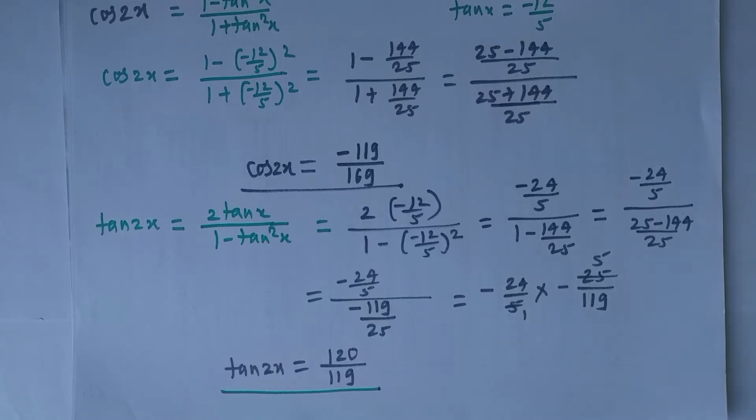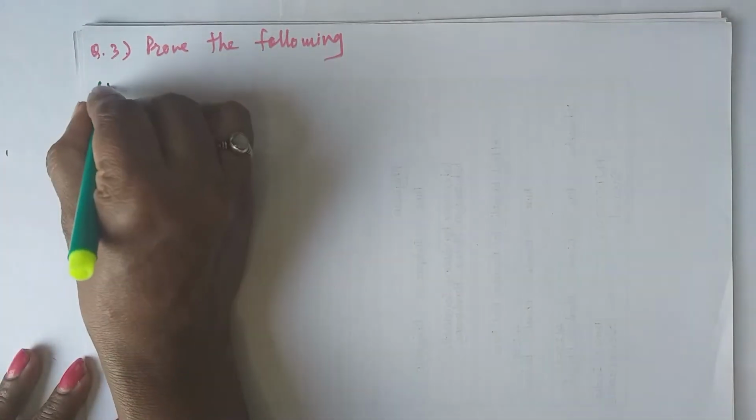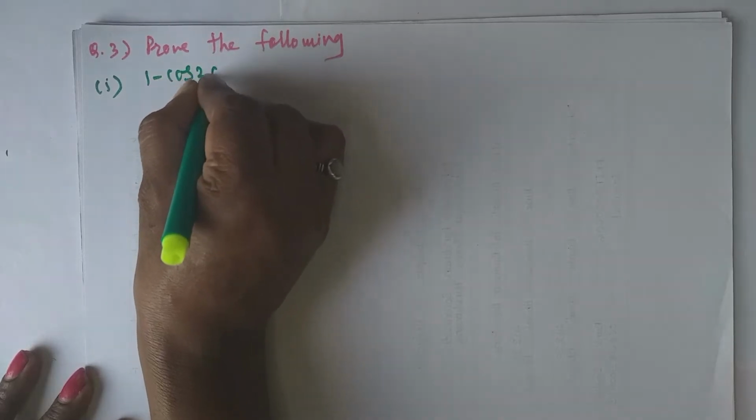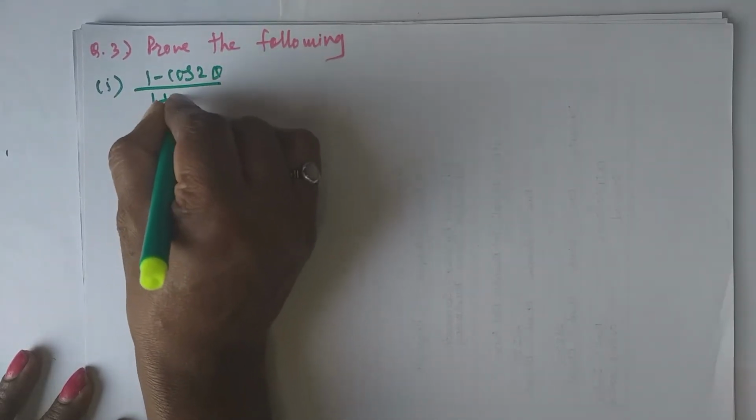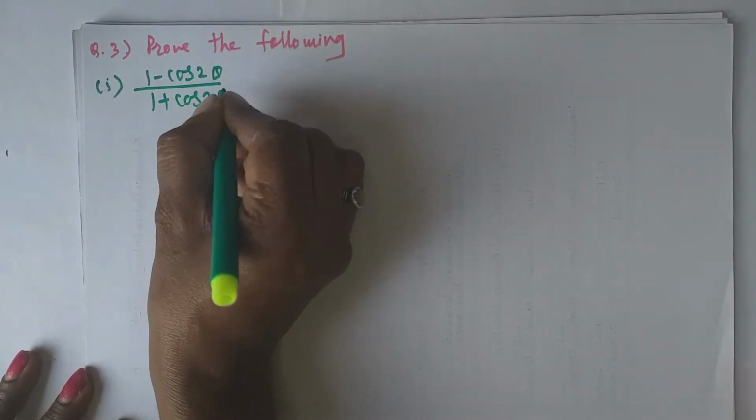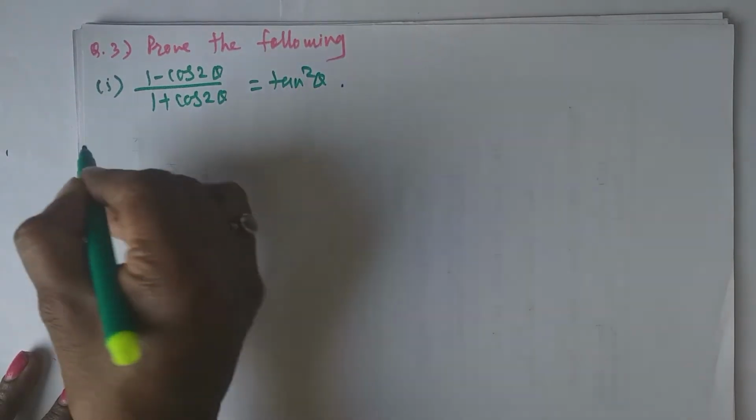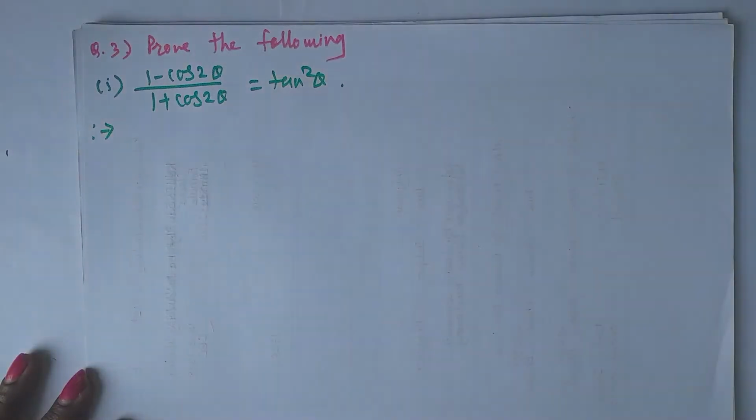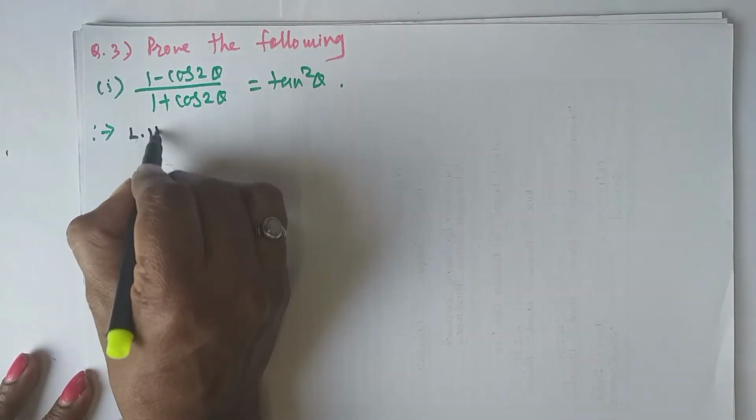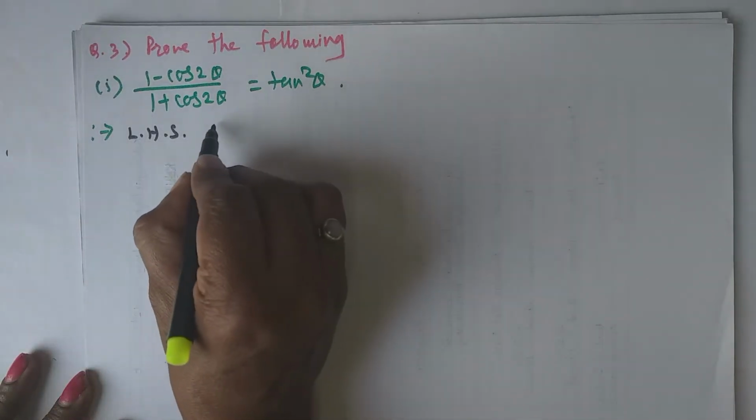Okay, let's see the next problem. Now see the next question. Question 3 is prove the following, and first is 1 minus cos 2 theta divided by 1 plus cos 2 theta is equal to tan square theta. In such type of problems, we have to take the left hand side and show that it is equal to right hand side. Therefore, take the left hand side.